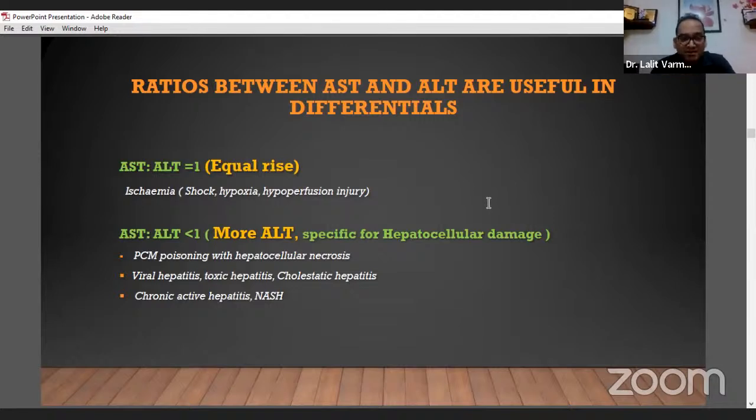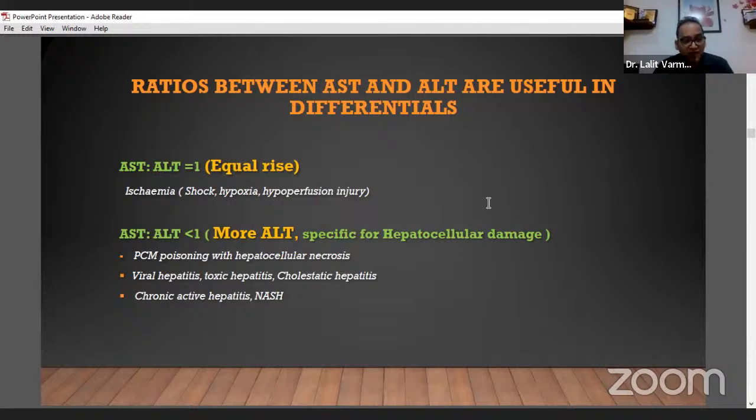So when we talk about it, let's see, ratios between AST and ALT are useful in differentials. When there is an equal rise, when your AST is equal to your ALT, it's ischemia. It can be a shock, it can be a hypoxic condition, or it can be hypoperfusion injury to the liver. When we talk about an AST and ALT ratio less than 1, which means there is more ALT, it is specific for hepatocellular damage. It can be seen in paracetamol poisoning, hepatocellular injury with the necrosis of hepatocytes.